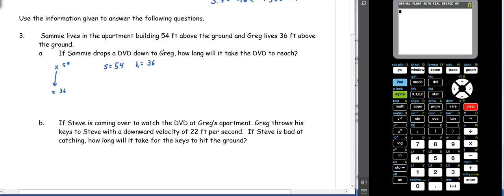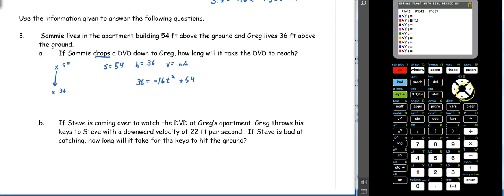And in this case, we are dropping it, so there is not going to be a velocity. So when we set up our equation, we have the end height, 36, equals negative 16t squared plus the start height of 54. So we're going to use our calculator then to see how long it's going to take for the DVD to reach. So I'm going to go to y equals, and for y1 I'm going to put in 36. And for y2, I'm going to put negative 16t, and instead of t, I'm going to use the x button, squared plus 54.